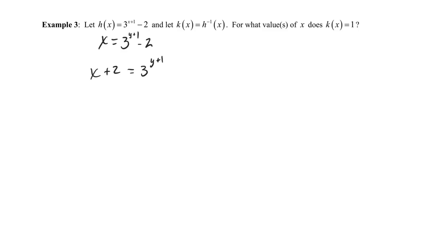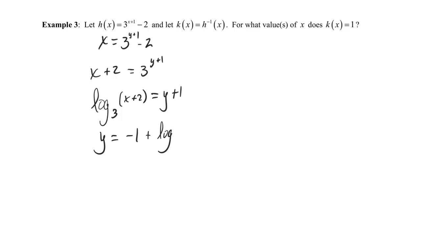Let's go ahead and write this in log form. So I got log base 3 of x plus 2 equals the exponent of y plus 1. So y equals negative 1 plus log base 3 of x plus 2. So there is the inverse function. Now we got to see, where does that equal 1? So let's put the 1 where the y is. So there's a 1 equals negative 1 plus all of this goodness, x plus 2. Add the 1.